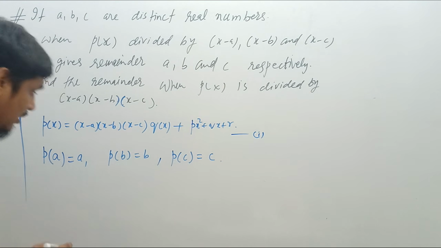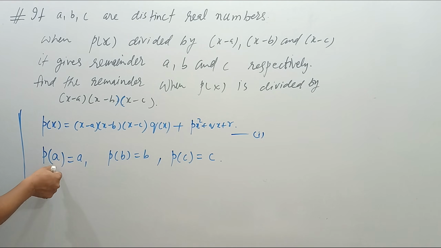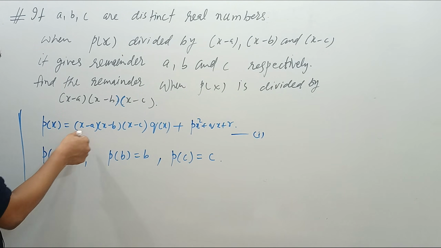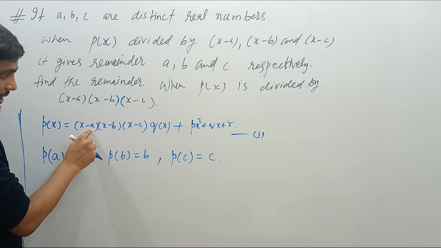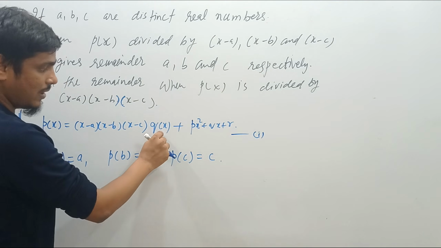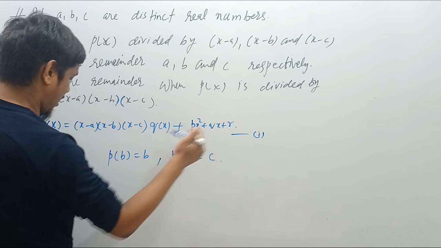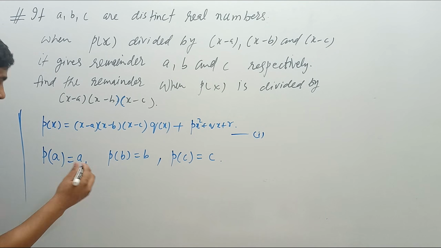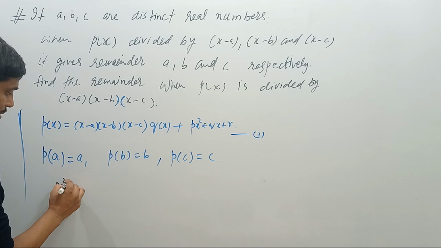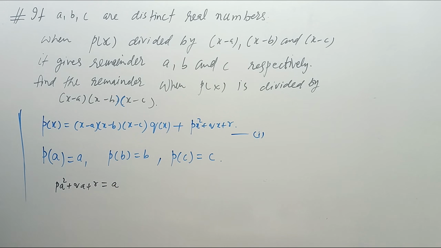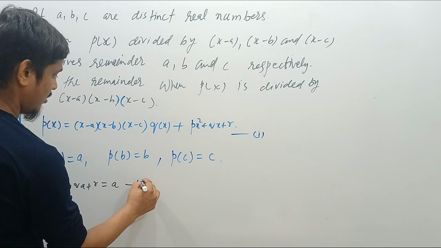What we'll do is plug the value of x into this for all of these. For doing so we'll get 3 equations. Once we plug in x equal to a, we'll get a minus a is 0, means this whole term will be 0. So we'll get pa square plus qa plus r is equal to a. This is equation number 2.